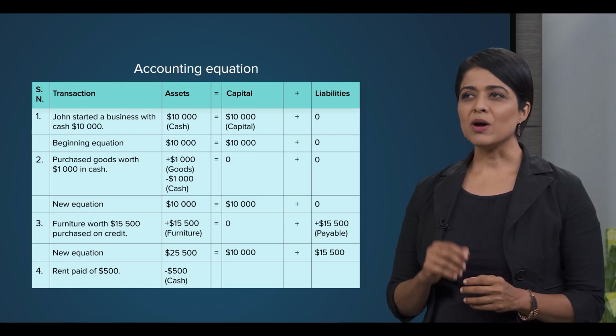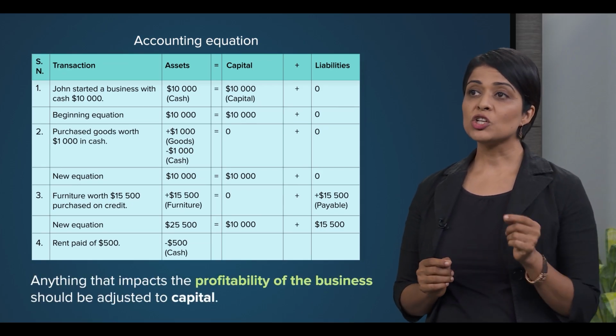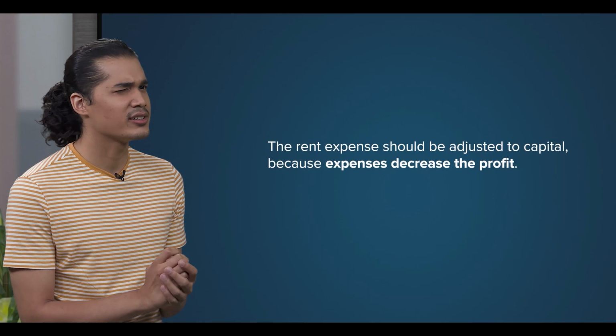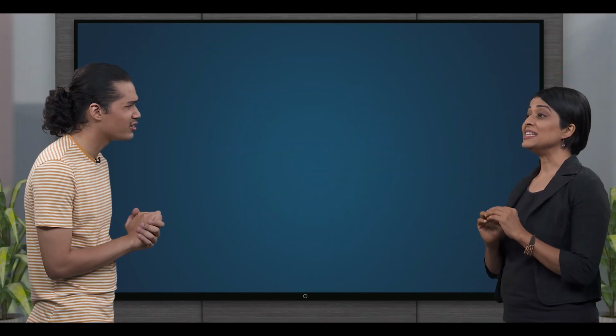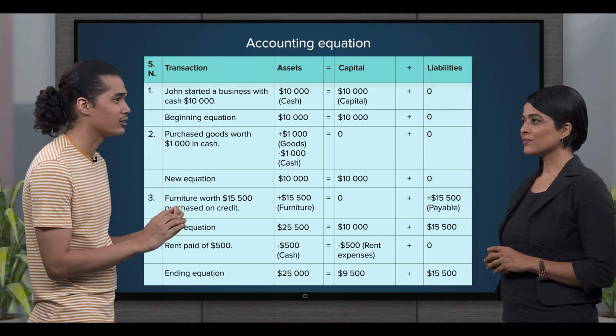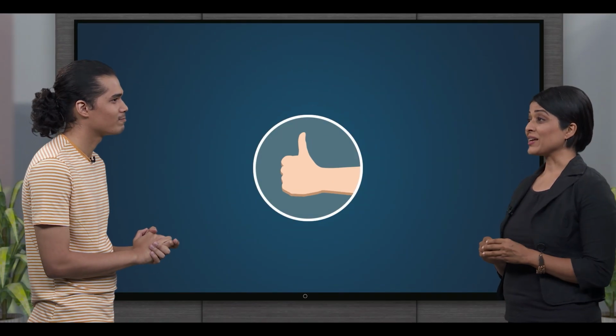In this case, you must remember that anything that impacts the profitability of the business should be adjusted to capital. So the rent expense should be adjusted to capital because expenses decrease the profit? Indeed. Then, in that case, we deduct $500 from the capital as such. Correct. You're doing great. So, what other things impact the capital?